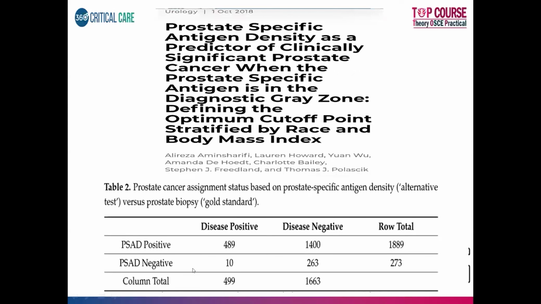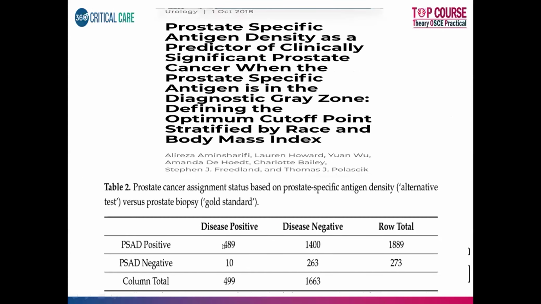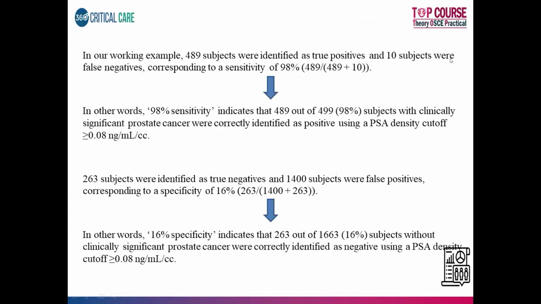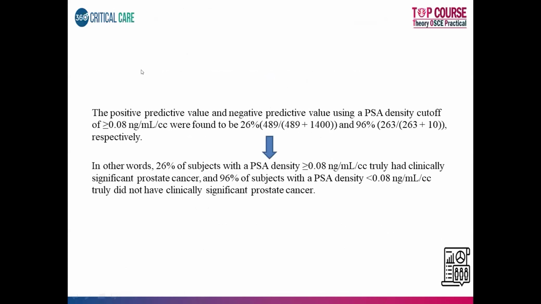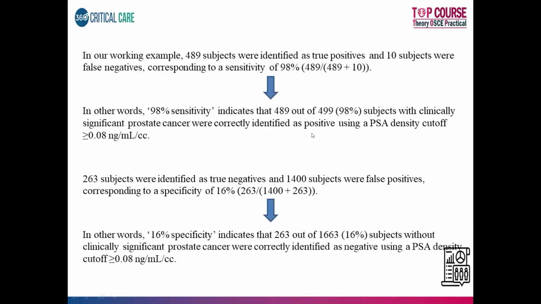So how do you calculate sensitivity now? Totally, 489 subjects were identified as true positives, right? So these are the true positives. And 10 subjects were false negatives. So it will be 489 divided by 489 plus 10. The answer would be around 98%. So the sensitivity of this prostate specific antigen density to diagnose prostatic cancer is around 98%.